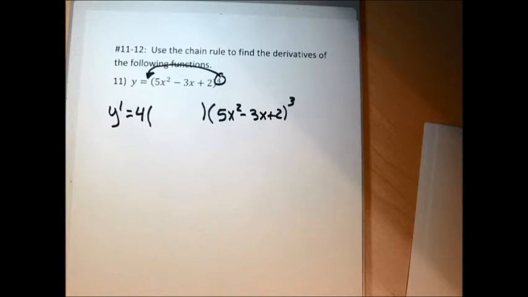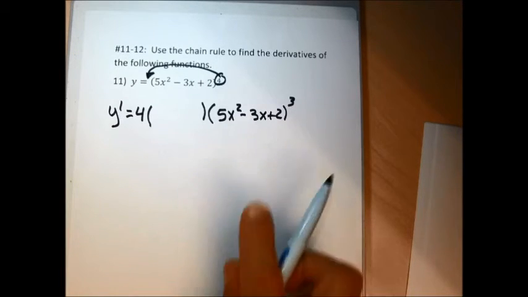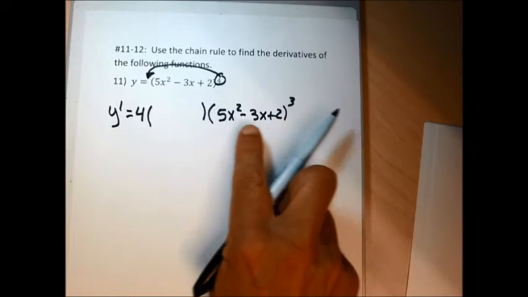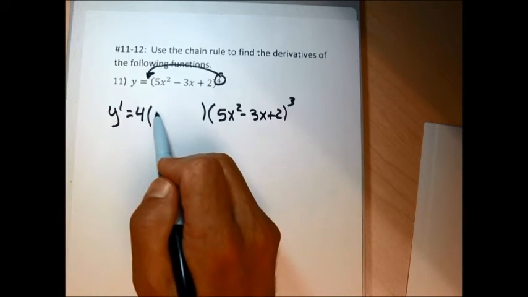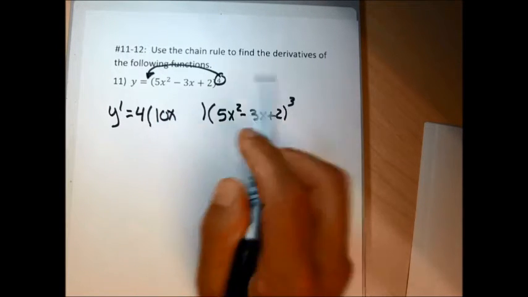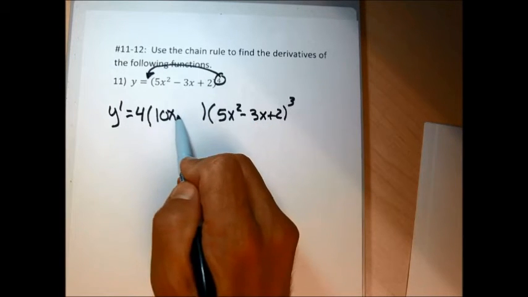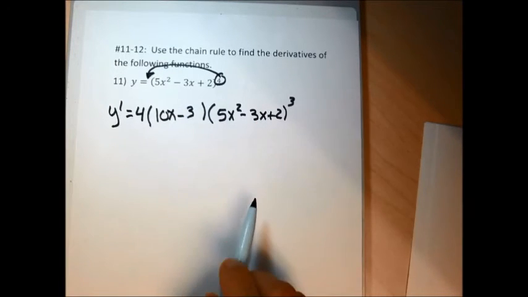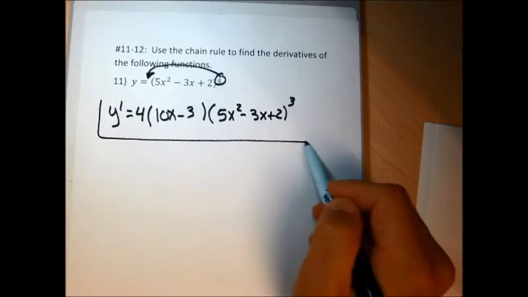And now, to finish this up, that's where I left the space, I have to multiply by the derivative of the contents of the parentheses. So the derivative of 5x squared is 10x. The derivative of minus 3x is minus 3. The derivative of 2 is 0. This is probably the best answer.